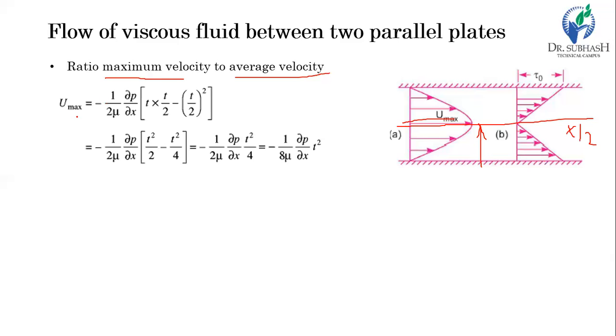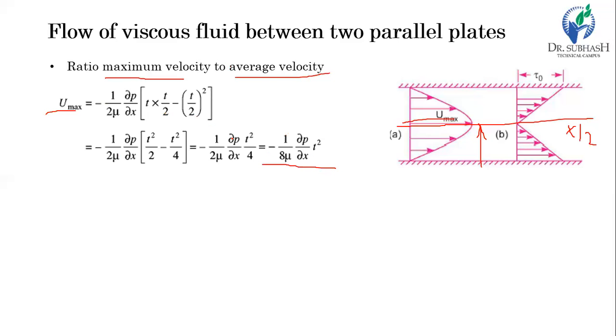So instead of u, it is u maximum, and instead of y, put the t by 2. So we get the equation u max equal to minus 1 by twice mu del p by del x into t into, instead of y, it is t by 2 minus y square. So again, t by 2 whole square. By just simple simplification, we get the value of u maximum is equal to minus 1 by 8 mu times del p by del x times t square. So thus we get the value of u maximum.